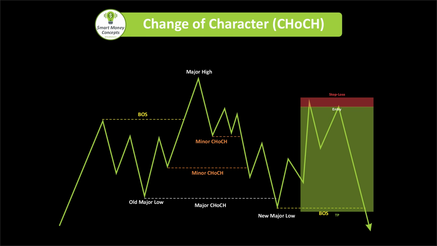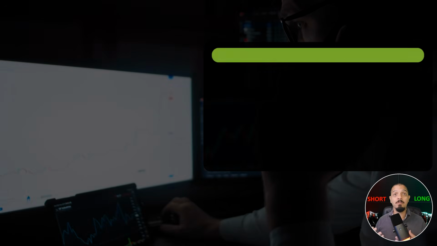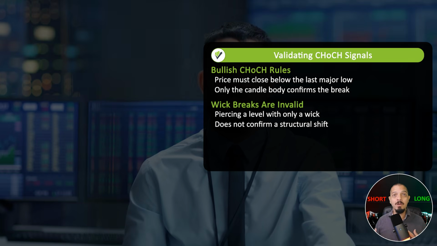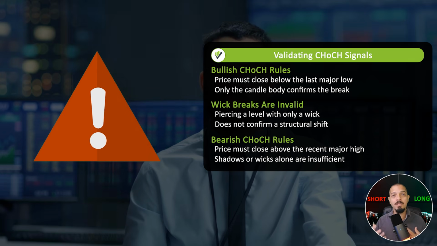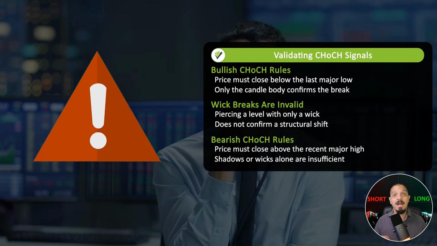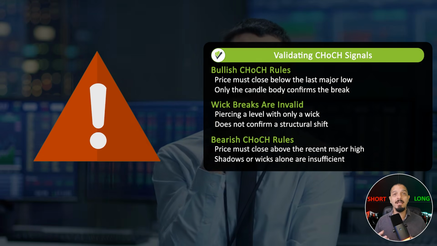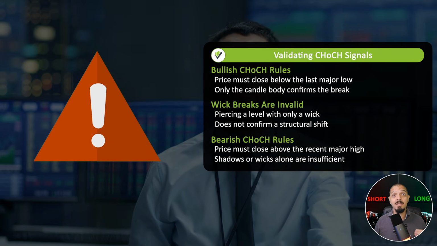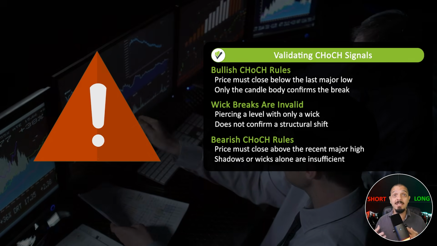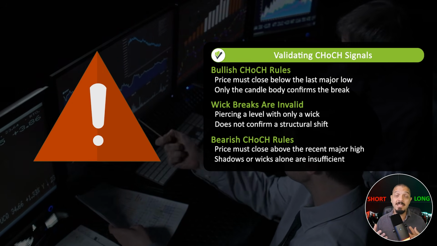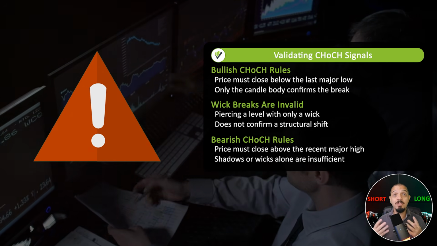Furthermore, it's essential to remember that in a bullish scenario, a change of character pattern is only considered valid if the price breaks and closes below the last major low using the body of the candle. If the price breaks the most recent high with a long wick or shadow and then closes within the high's range, the change of character is deemed invalid and cannot be seen as a decisive market structure shift.